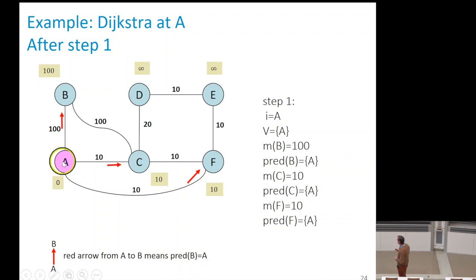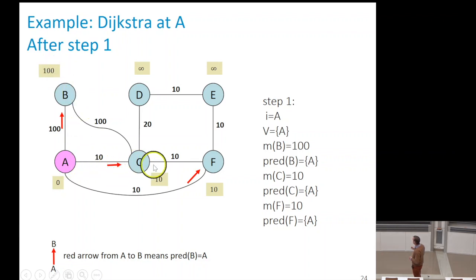Because now it sees A is on the tree, I will look at all the neighbors of A, all the systems that are directly connected to A. Here there are 3: B, C, and F. I know the distance to A is 0, so my estimate of the distance to B will be 0 plus the cost of the link that goes from A to B, 100. So the estimate of the distance to B is 100.